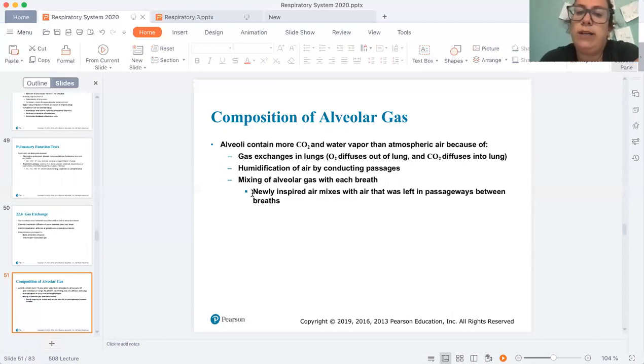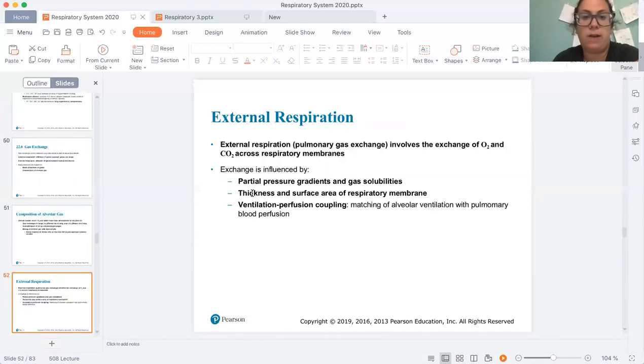And then when we take a new breath, like I'm trying to do right now, even though I'm talking a mile a minute for you guys. Okay, deep breath. So, mixing the gas with each breath: remember that with each breath, you're going to get a mix of what's been left inside those alveoli and what's coming in. So there's always going to be a little bit more CO2 than oxygen, believe it or not, in those alveoli.